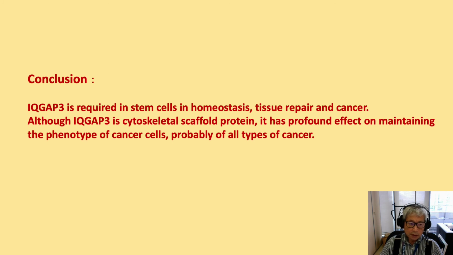So, conclusion. Iqgap3 is required in stem cells in homeostasis, tissue repair, and cancer. Although Iqgap3 is a cytoskeletal protein, it has a profound effect on maintaining the phenotype of cancer cells, probably of all types of cancer.